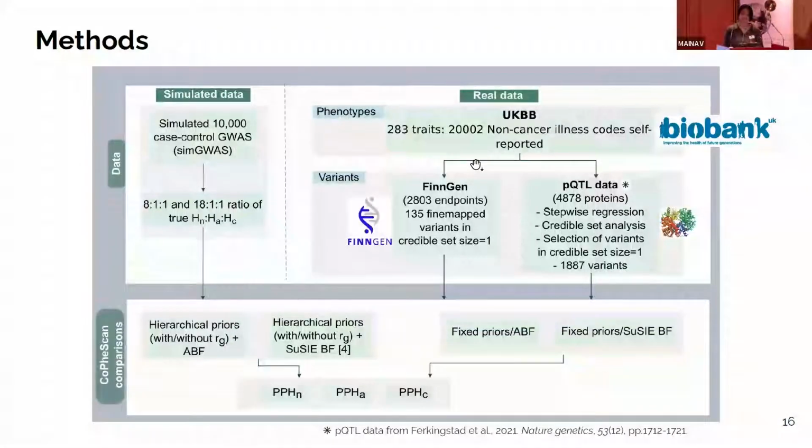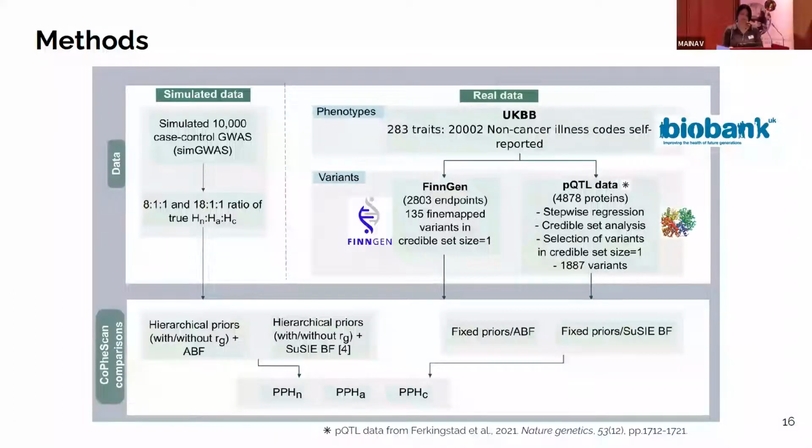Next, in the real data, the phenotypes in the phenome-wide scan were from the UK Biobank non-cancer illness code, which is self-reported. So these were 283 traits. Then coming to the variants, we obtained these from 2 diverse sources. One was from the FinnGen disease endpoints, and another one was from pQTL data from Sun et al.